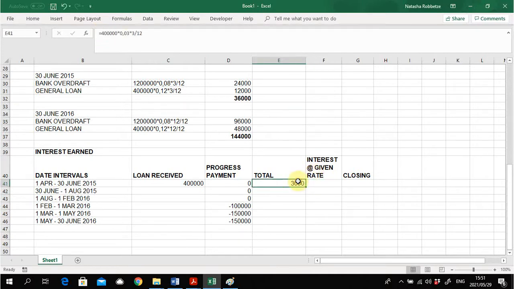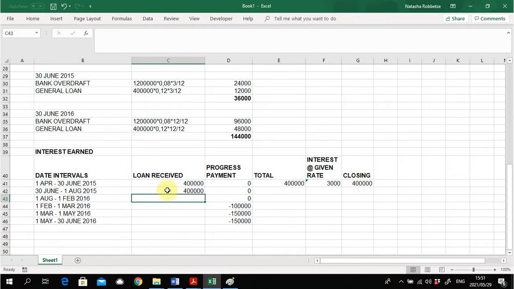Right, now I've typed it in the wrong one. The total should be equal to the 400,000. Interest should be 400,000 times my rate times the 3 months. Closing will then be 400,000, which leaves the next opening to be 400,000.